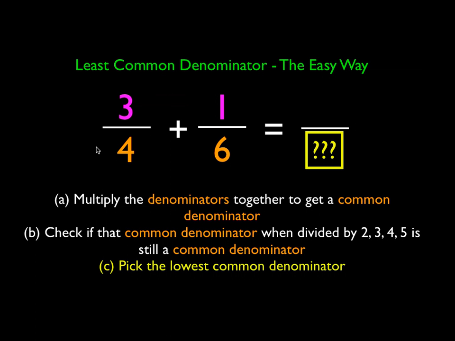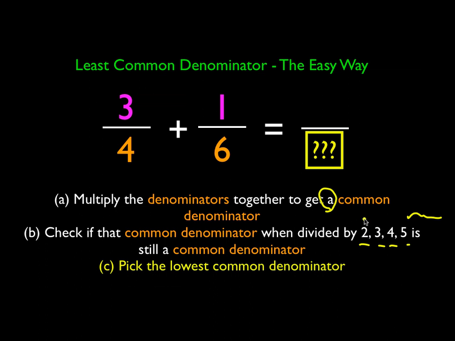By the way, this isn't a perfect way, but it's going to work in most problems that you're going to see. So watch me. The first thing I do is multiply the denominators together to get a common denominator, not the least common denominator. Then you divide that common denominator by 2, 3, 4, and 5, and you might have a little more than that. Then check whether the result, if it's divided by 2, is still a common denominator by seeing if something can be multiplied by these numbers. And then pick the lowest of the common denominators that you find.